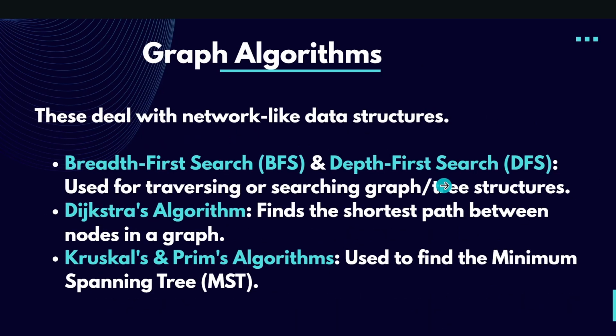The next algorithms are known as graph algorithms. We use these graph algorithms when you have trees or graphs. What are these graph algorithms? You have breadth first search, BFS, and depth first search, DFS. We also have Dijkstra's algorithm, which is used to find the shortest path between nodes in a graph, and Prim's algorithm, which is used to find the minimum spanning tree. These will be important algorithms when you go further ahead.